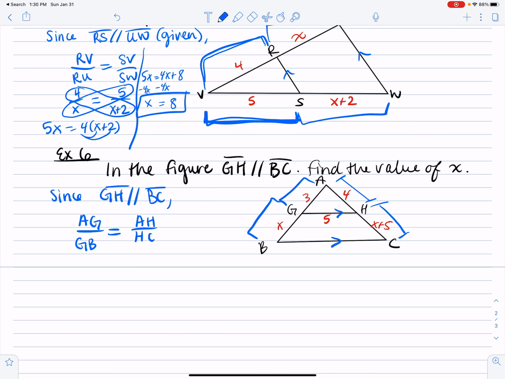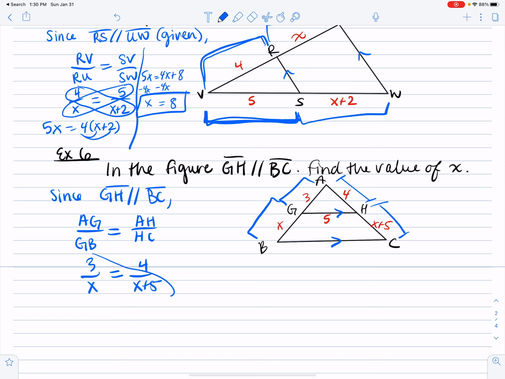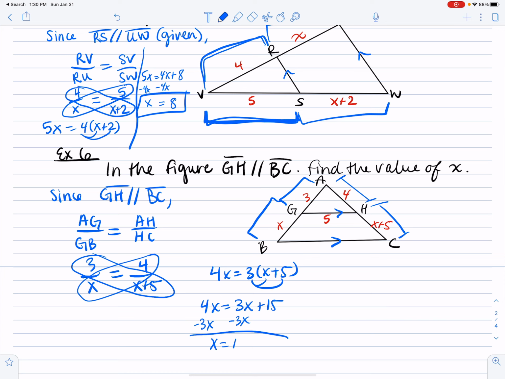Okay, plug in what we know, 3 over x equals 4 over x plus 5, and then we can cross multiply. We get 4x equals 3, and then you multiply times all of x plus 5, which means we need to distribute. Subtract that 3x, and we get x equals 15.